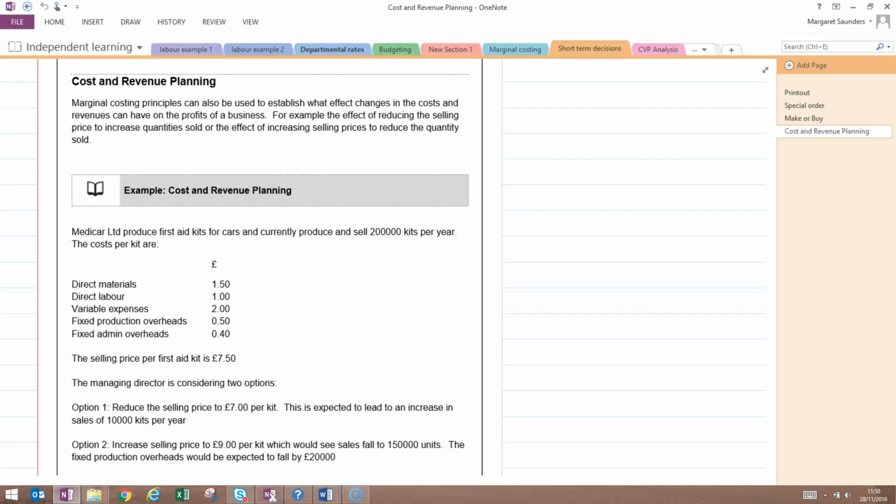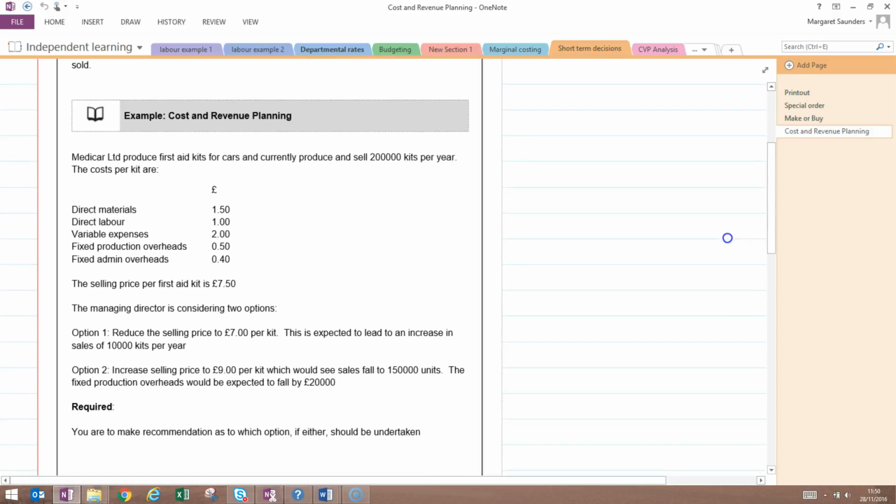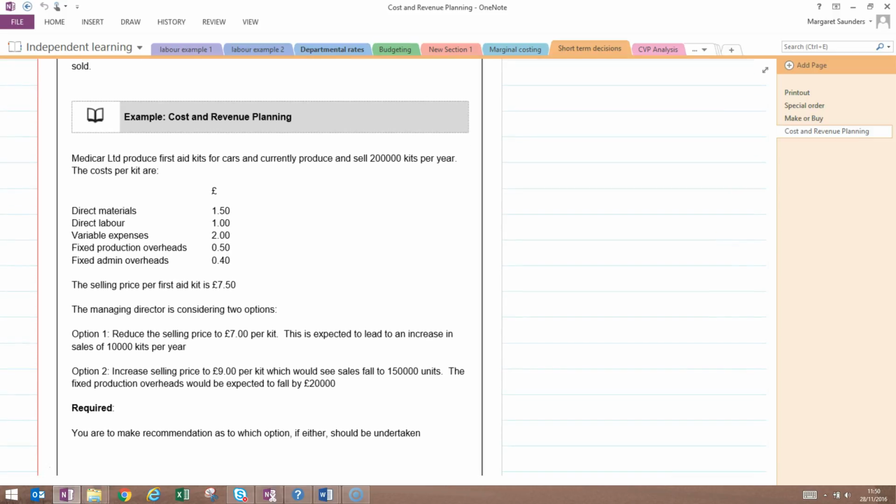So we have a company called Medicar. They produce first aid kits for cars. They currently produce and sell 200,000 kits per year. The cost of producing the kit: direct material £1.50, direct labour £1, variable expenses £2, fixed production overheads 50p, fixed administration overheads 40p. And the kits are sold for £7.50.